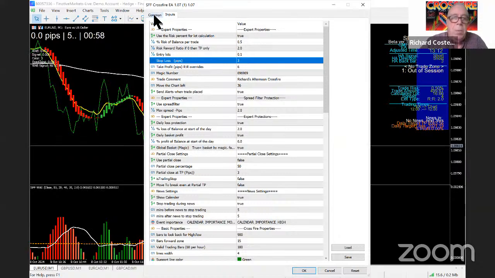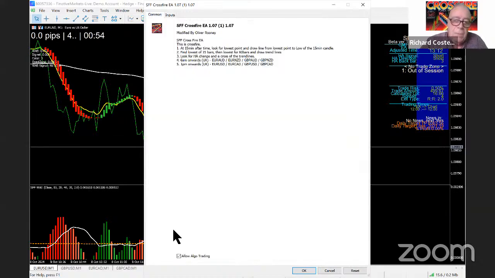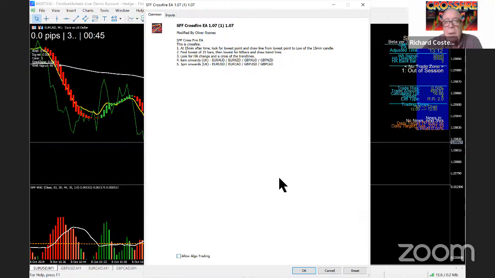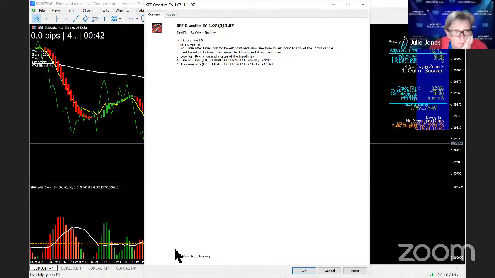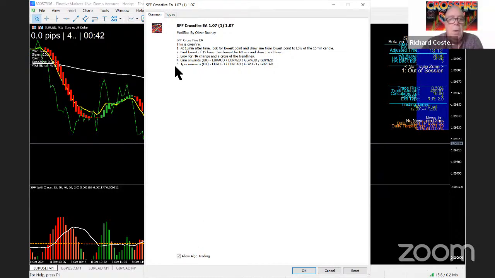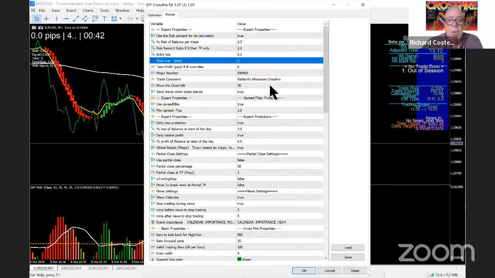there's a tab with the word common on it, and if you click on that, if you look right down at the bottom, it says allow algo trading. So if that isn't ticked, as it is now, you'll find that when you go to trade, it will not take any trade. So that is the second thing you need to check. Once you've ticked that, you're good to go, and you can make your changes on the settings.